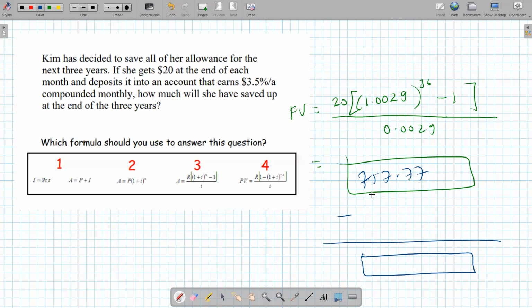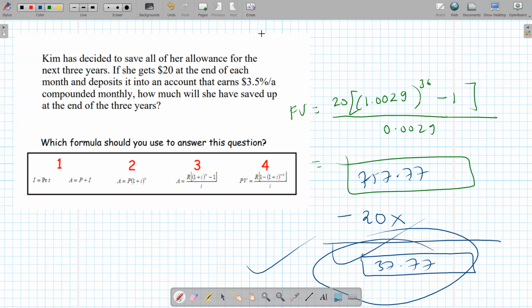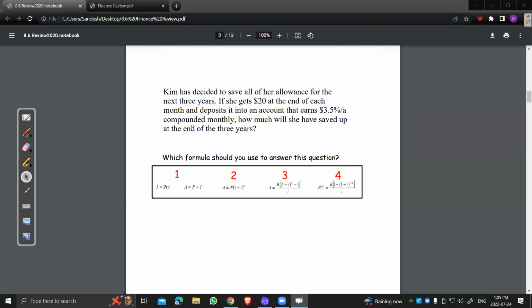So what do we need to subtract this from, I guess? She's going to pay 20 bucks, she made 37.77. Yeah, there you go. That's the final answer. And one and done. Okay, easy as that. It's not that hard.